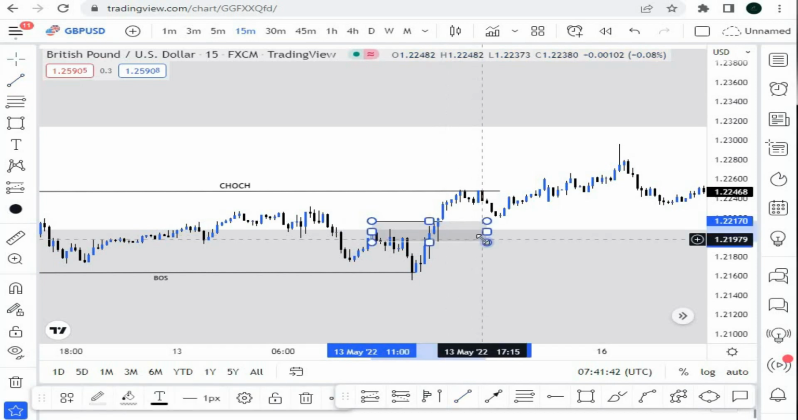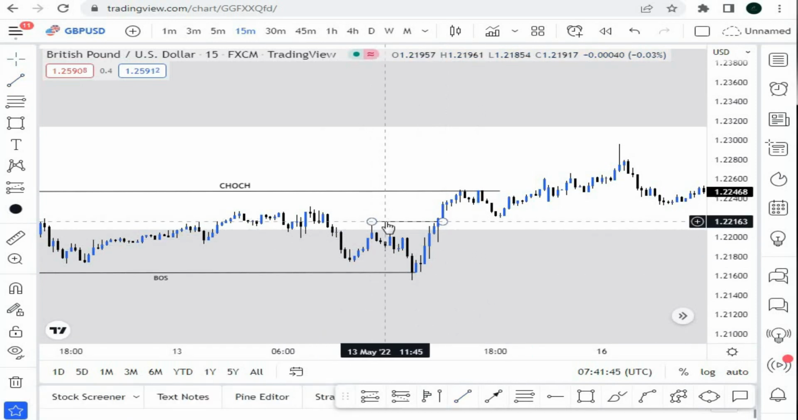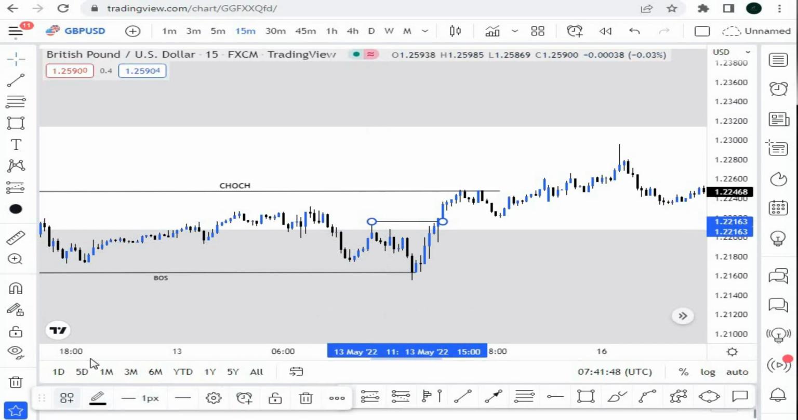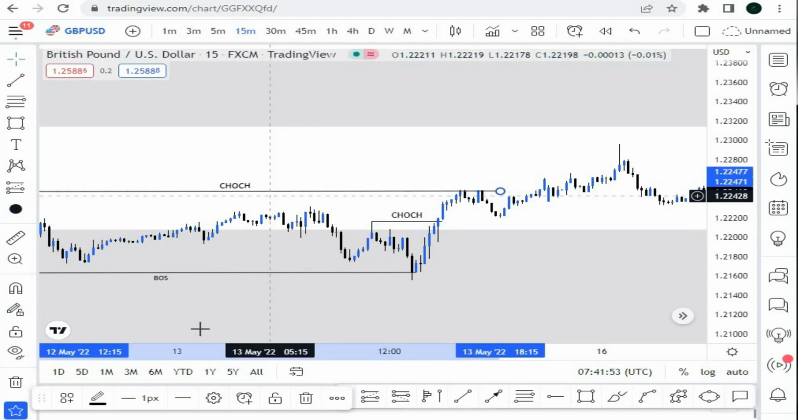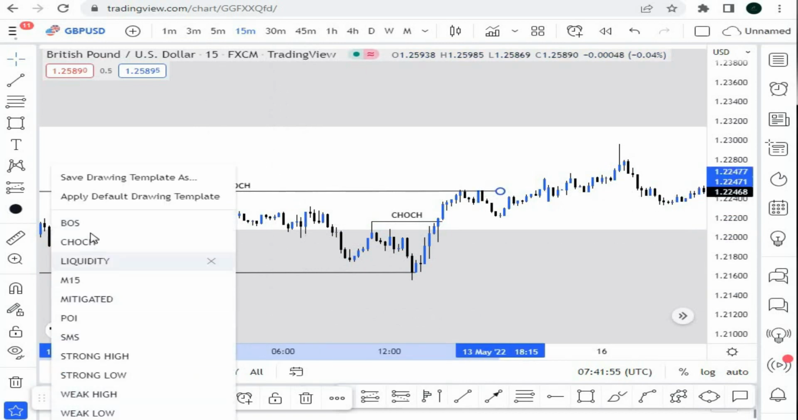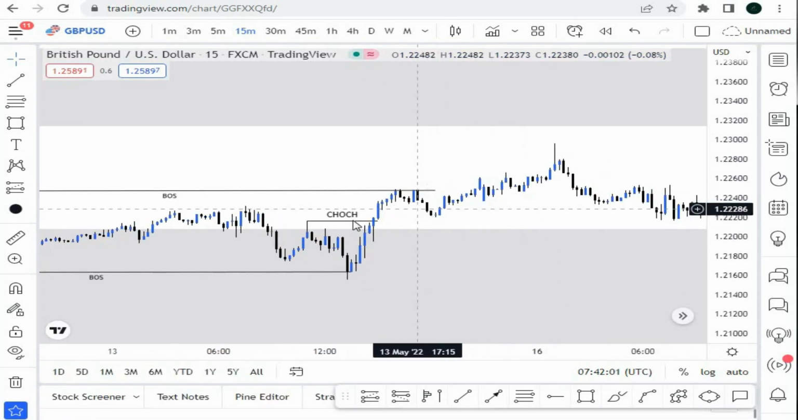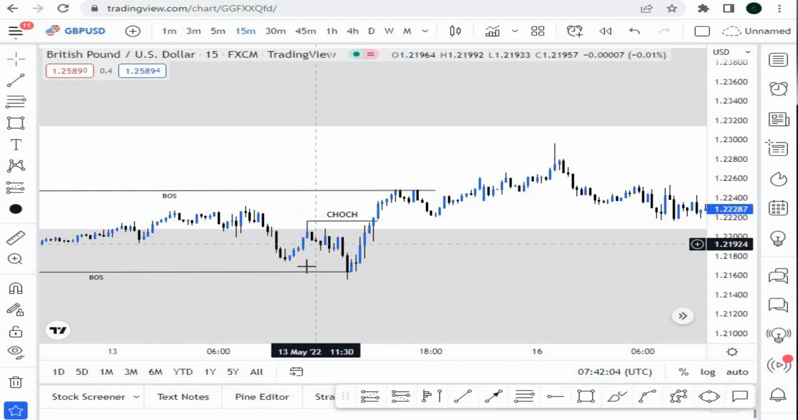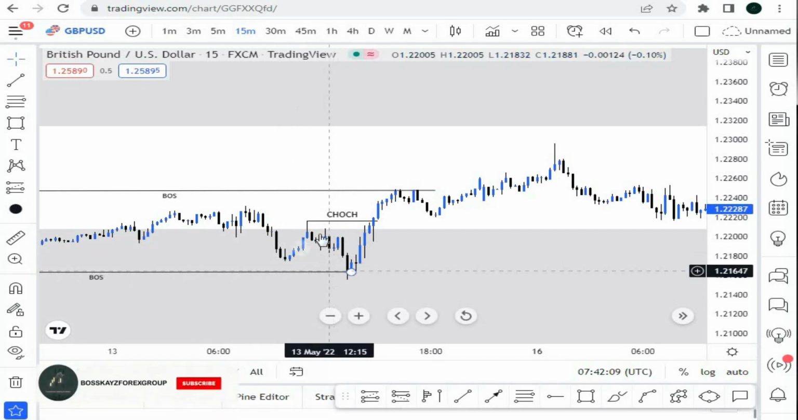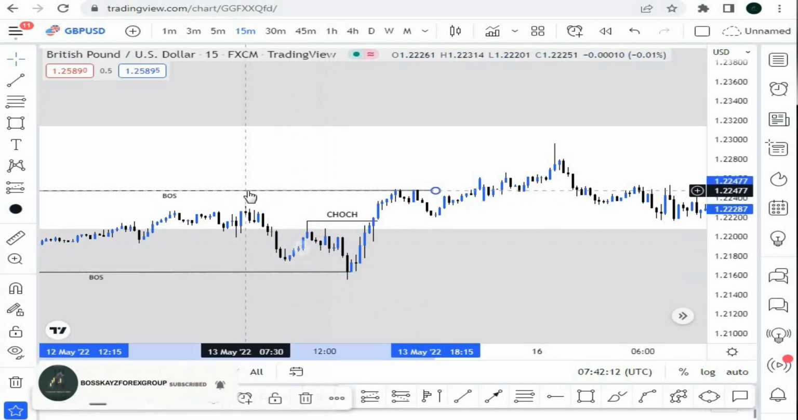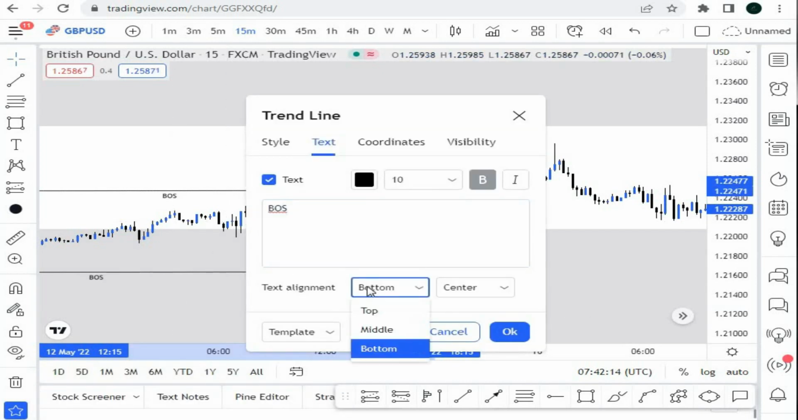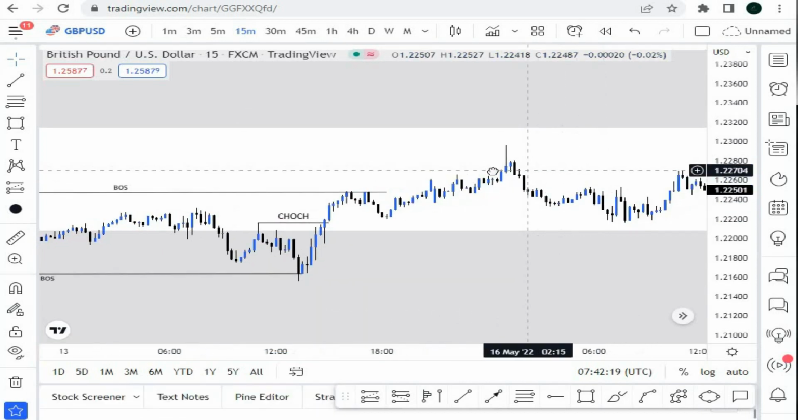Let me delete what I was doing there. Okay, so this will now become our first change of character, and then this will now become our break of structure for confirming the continuation pattern. So as you can see, we have a change of character here, and our break of structure was down here, because here was a break of structure, but you highlight this one. And also this was our what? This was our break of structure, confirming that the continuation trend has started.